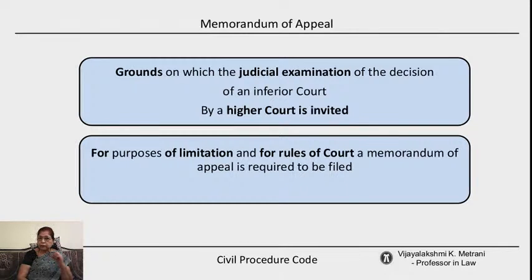That grounds are all set out in the memorandum of appeal. That is the memorandum of appeal. Now, for what purpose is it to be filed? You can just file an application, you would say. Why should there be a memorandum? Memorandum is a particular method of filing.